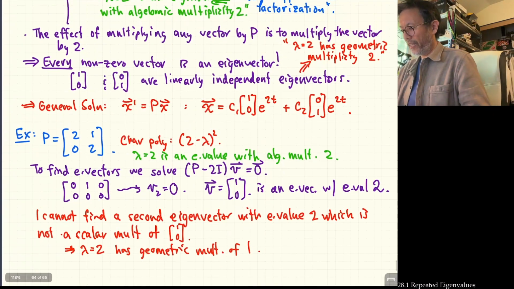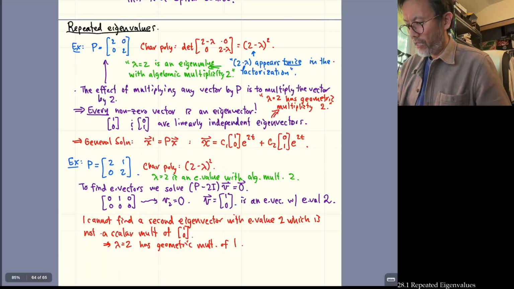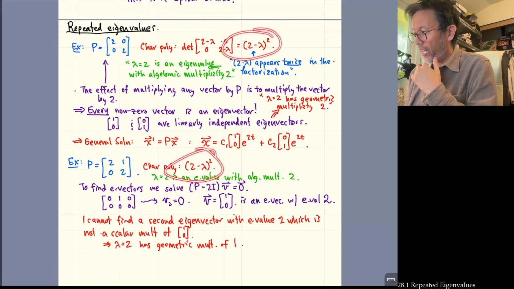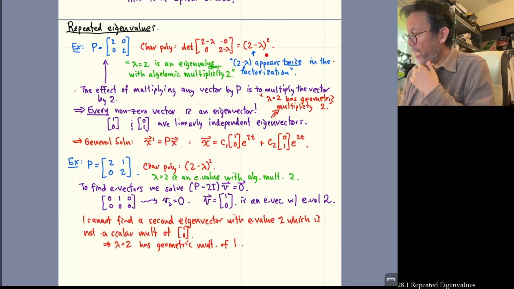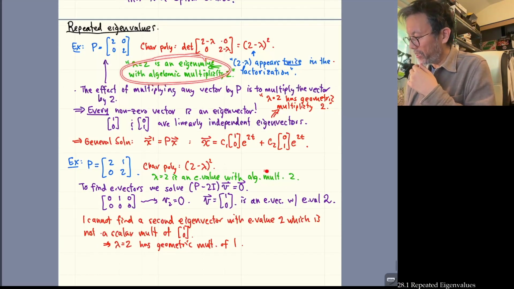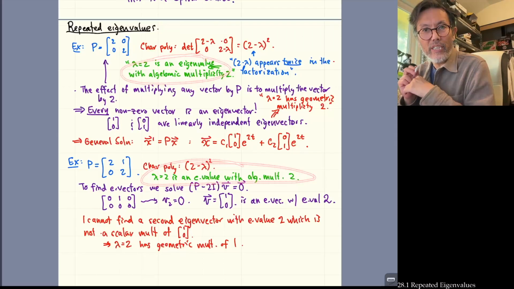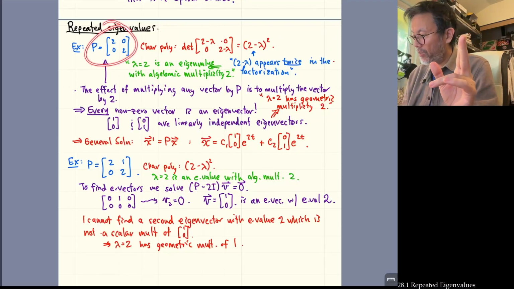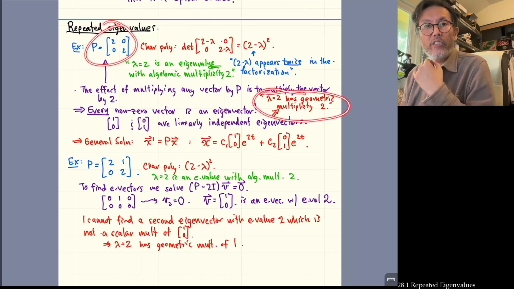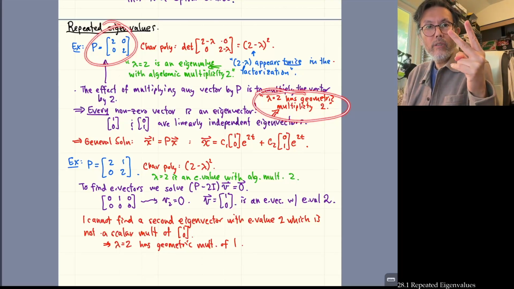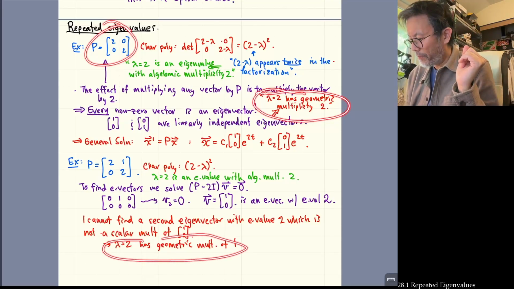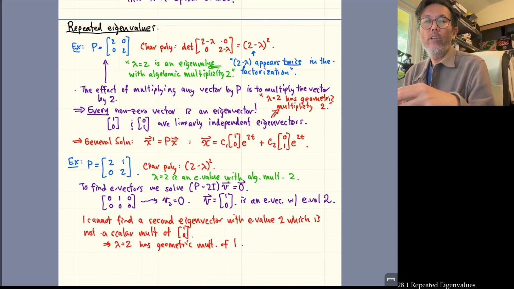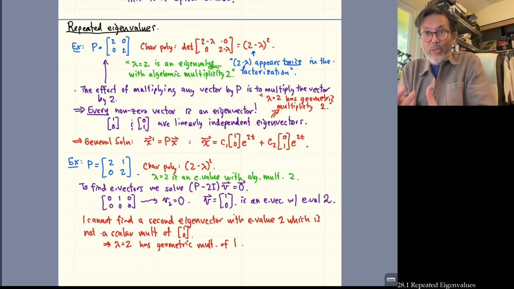Now contrast that with the previous case. Previous case, same characteristic polynomial, identical. Same what we call algebraic multiplicity. Algebraic multiplicity is 2 in each case. However, crucially, in that case, lambda equal to 2 had geometric multiplicity of 2, whereas in this case, lambda equal to 2 has a geometric multiplicity of 1. Okay? So the question is, what do we do in this case?